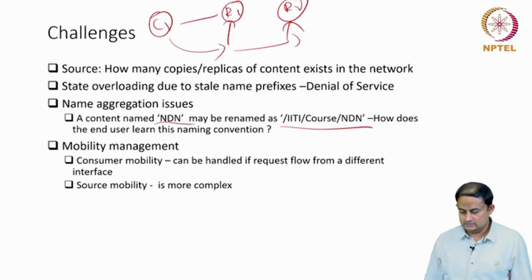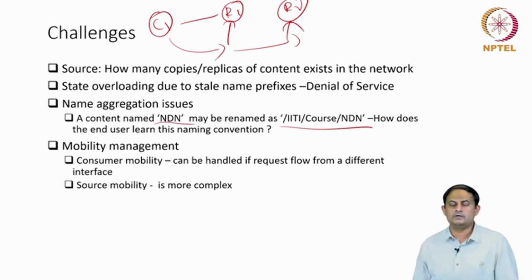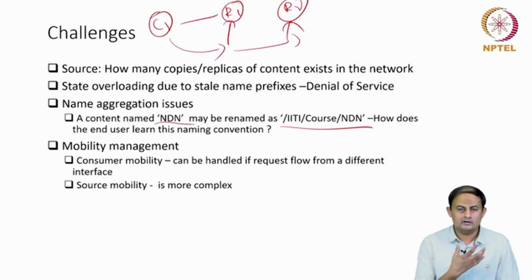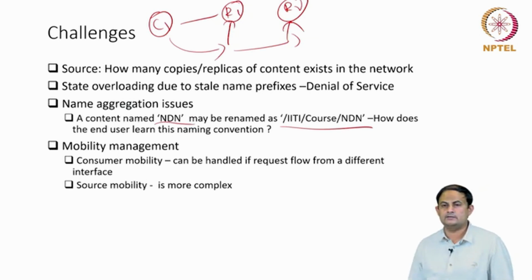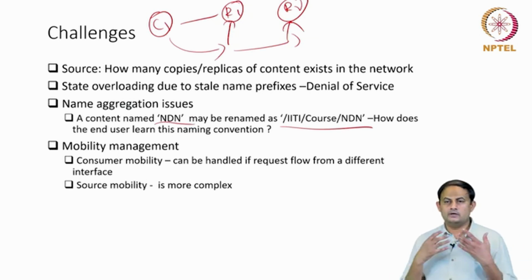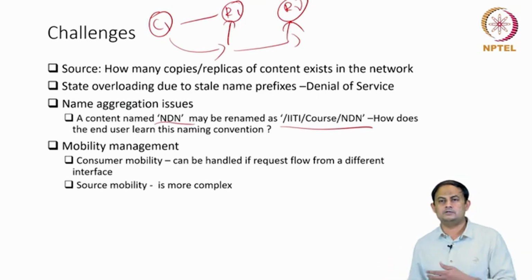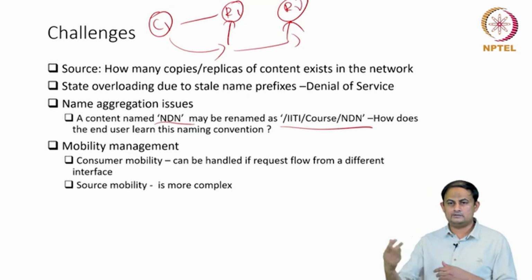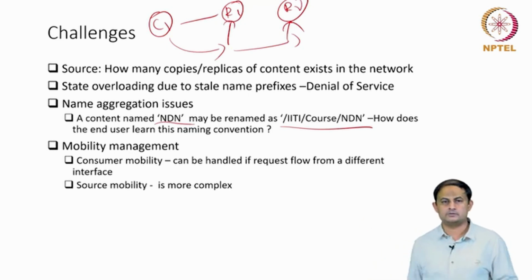Different research projects have attempted different mechanisms to address these challenges and provide the features that are required in the ICN network. We will take a few examples of ICN network architectures to understand how these features and challenges are addressed in those architectures. So, that is the discussion for the subsequent lectures.